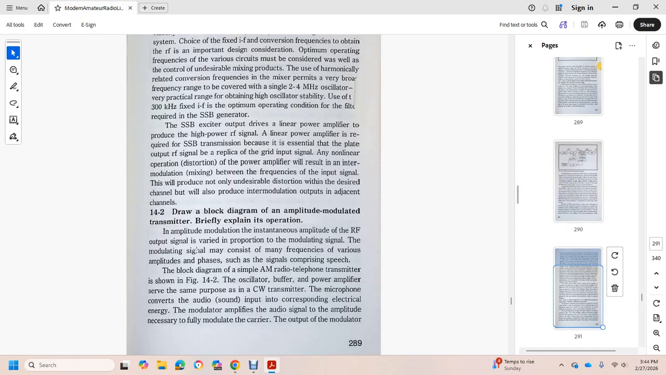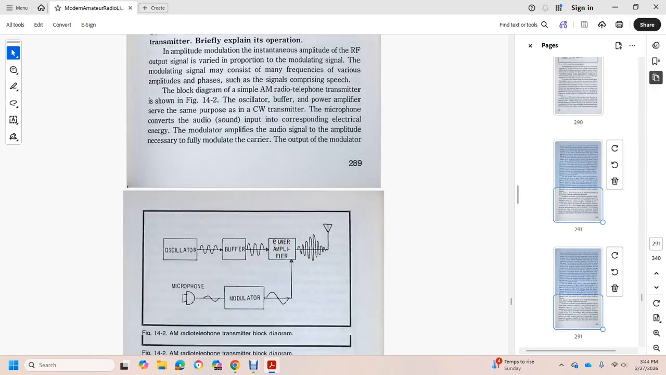The block diagram of the amplitude modulated radio telephone transmitter is shown in figure 14.2. The oscillator, buffer and power amplifier serve the same purpose as in the continuous wave transmitter. The microphone converts the sound input to corresponding electrical energy. The modulator amplifier amplifies the audio signal as necessary to fully modulate the output.